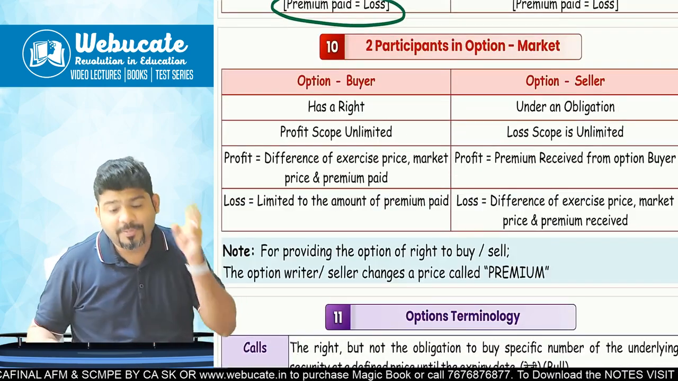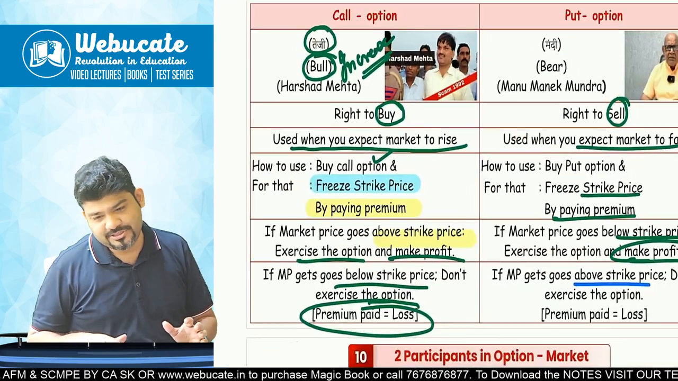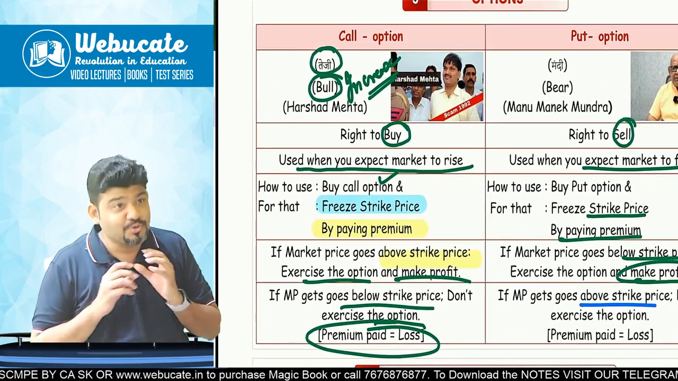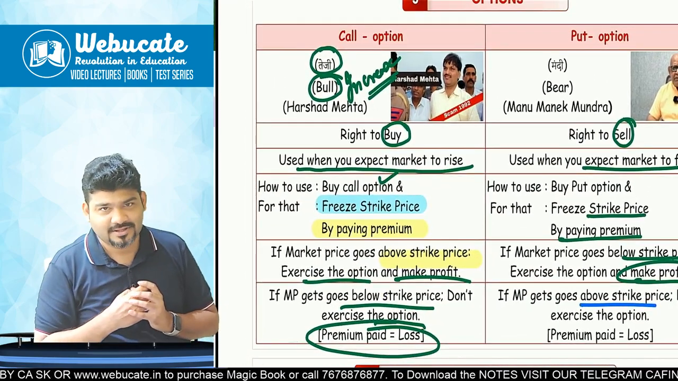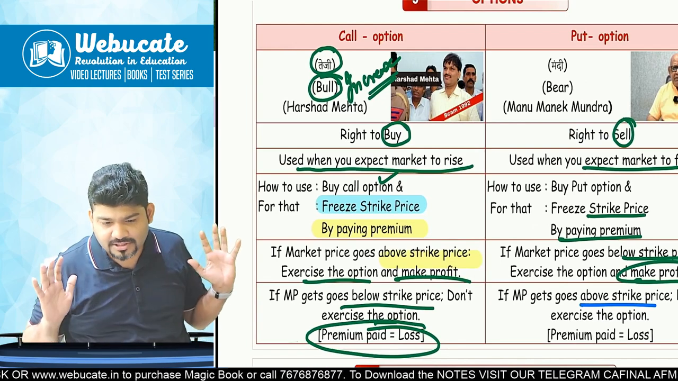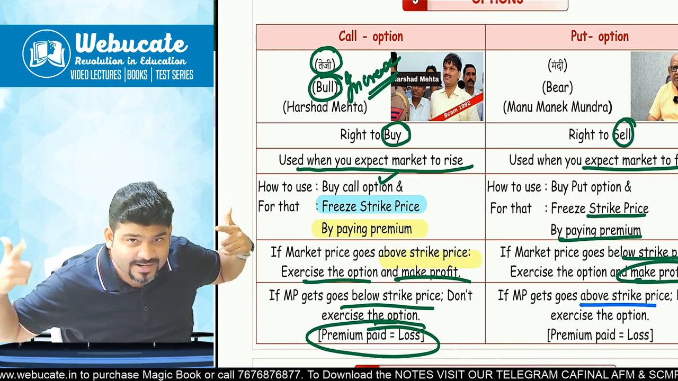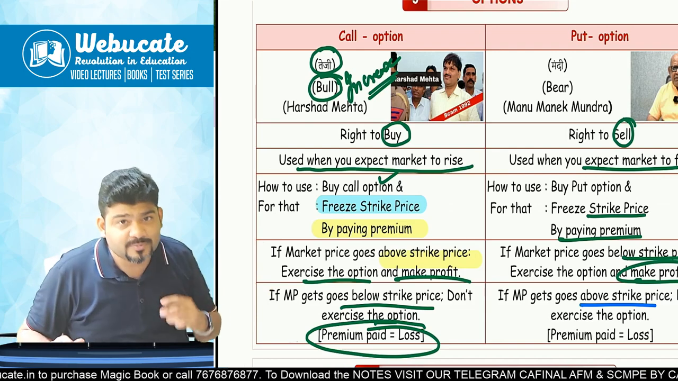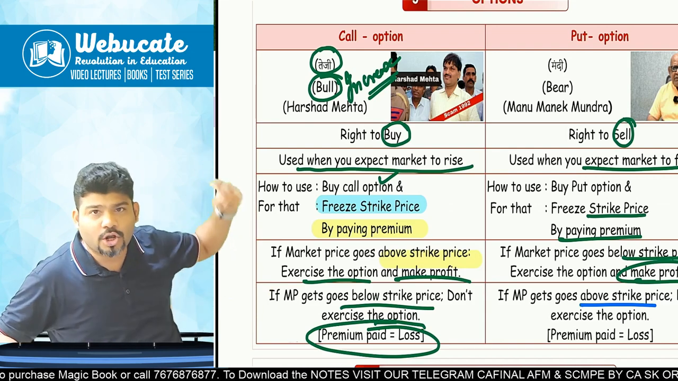Next, two participants are there in the options market. Now, see this. You are taking a right to buy. You will exercise it if you want. If the market goes against your expectations, see again, I'm telling you, if you are expecting the market to go up, take a call option, exercise it.